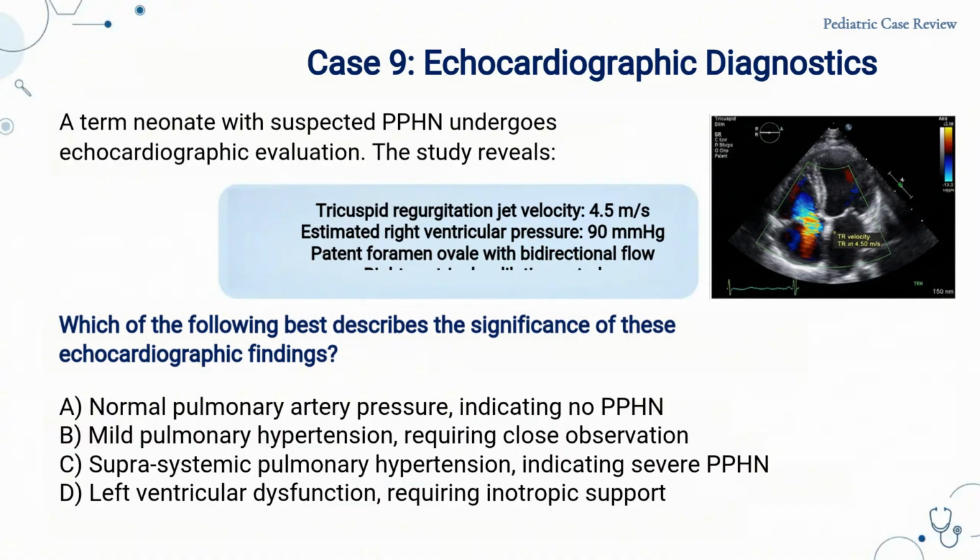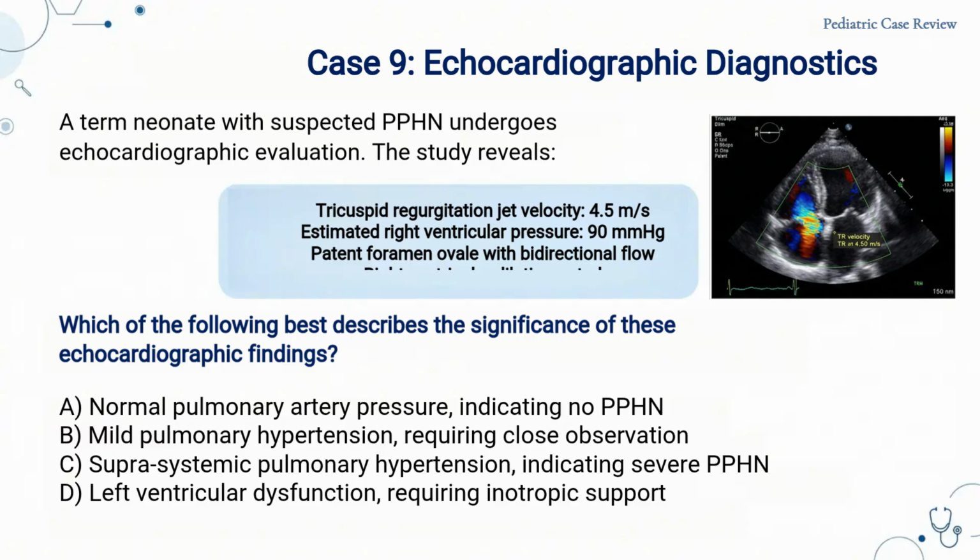Case 9. A term neonate with suspected PPHN undergoes echocardiographic evaluation. The study reveals a tricuspid regurgitation jet velocity of 4.5 meters per second, an estimated right ventricular pressure of 90 millimeters of mercury, a patent foramen ovale with bidirectional flow, and right ventricular dilation. Which of the following best describes the significance of these echocardiographic findings?